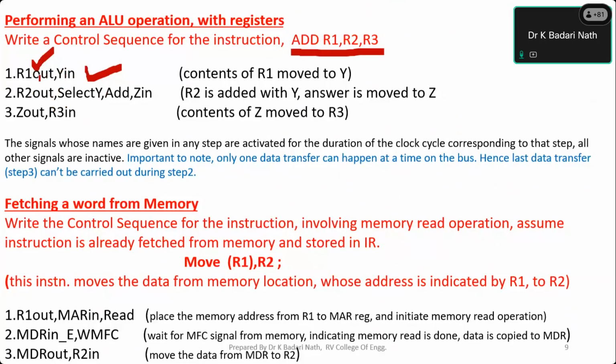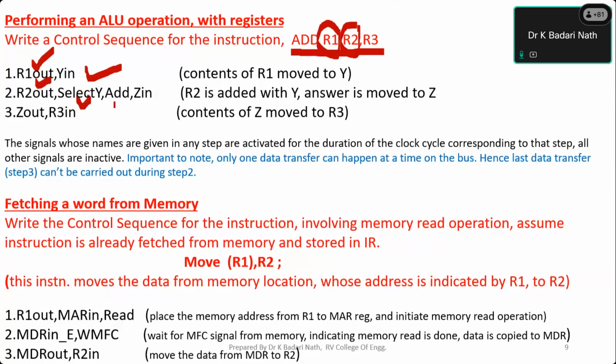Now I finish the first one. Now R1 has reached Y. Now I have to finish the addition. For adding, I require one more operand. What is the operand? R2. R2 out means I am connecting the contents of R2 to the bus. And I am making a multiplexer, which was available to select either 4 or Y, select Y. That means the contents of Y have been placed on one of the operands of the ALU.